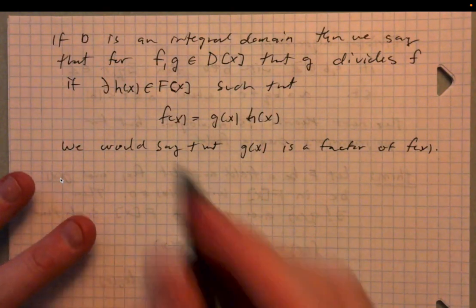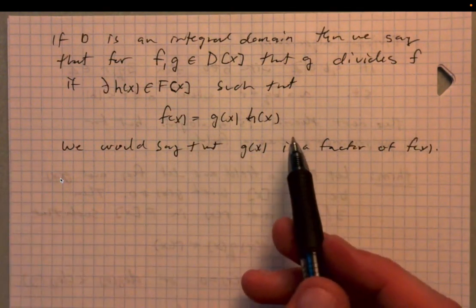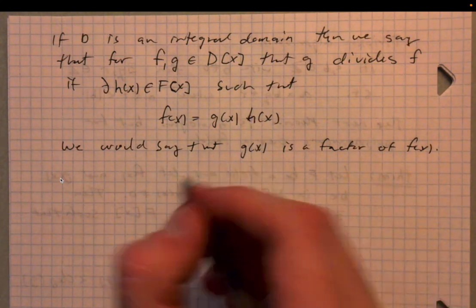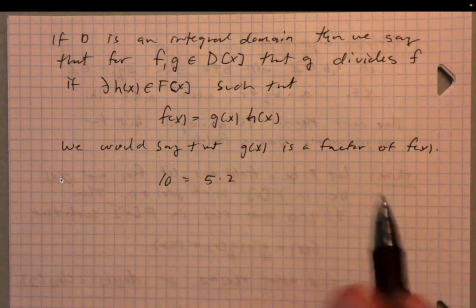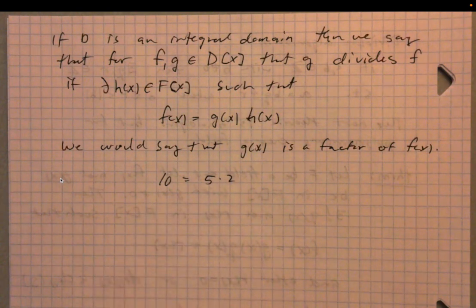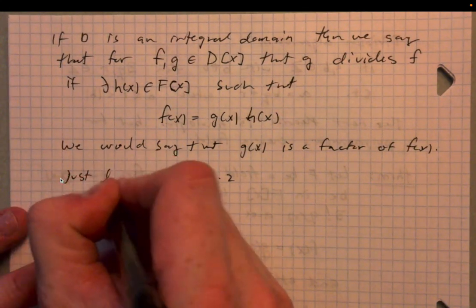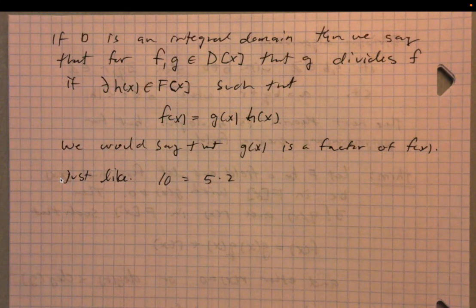Just like what we would say if we were talking about integers, right? If we said 10 equals 5 times 2, then we would say, yes, 2 is a factor of 10. 5 is a factor of 10 also. Okay, now important to notice here we have an integral domain, so that implies that g and h can't be 0, right? What it implies is that if the product equals 0, then one of them is 0. Okay, it's an integral domain.